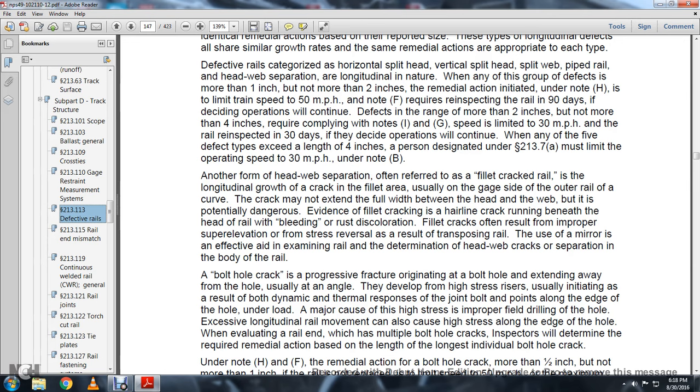Fillet cracks often result from improper superelevation and stress reversal as a result of transposing the rail. The use of a mirror is effective in aiding the examination of the rail and the determination of head web cracks and separation in the body of the rail.